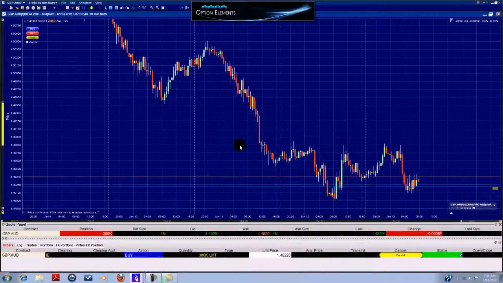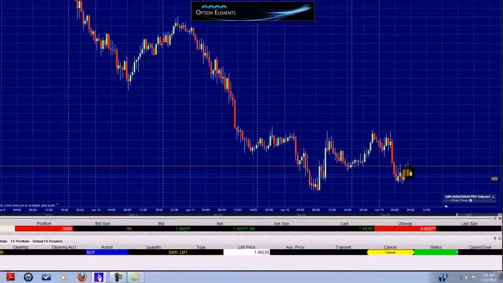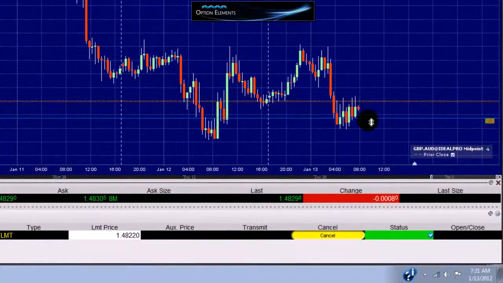We go back over here to our GBP AUD, which is the British pound Australian dollar pair. You can see we're sitting right in the middle of our range right here. Got our buy order in still, so it's not really doing anything.